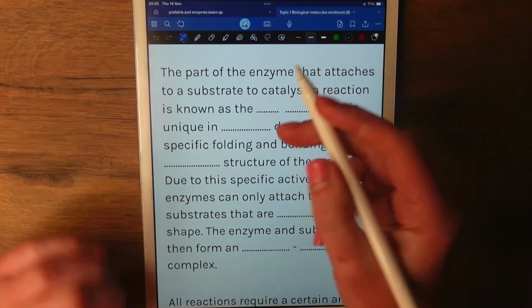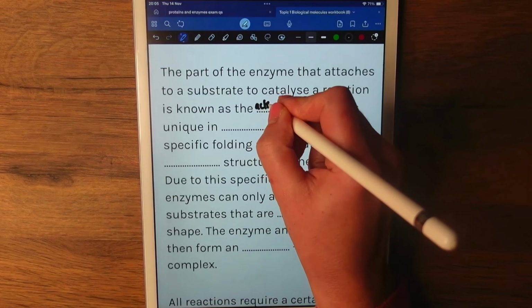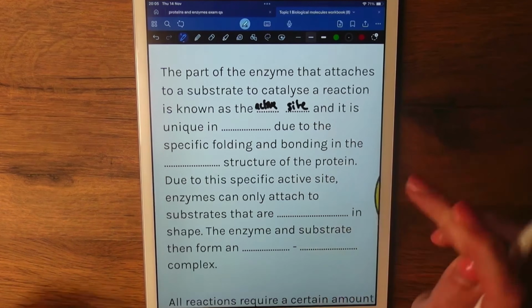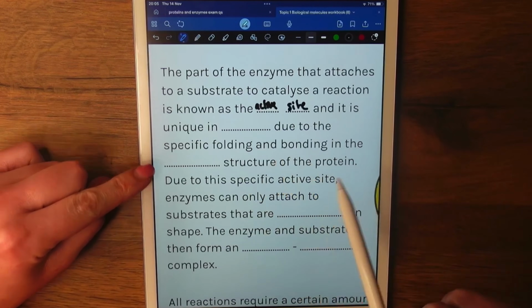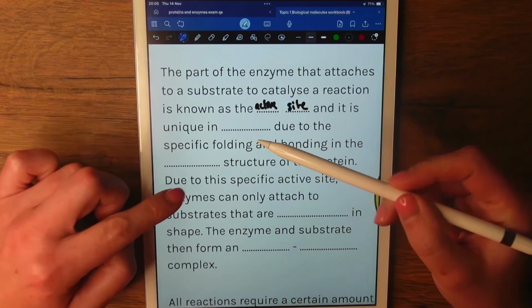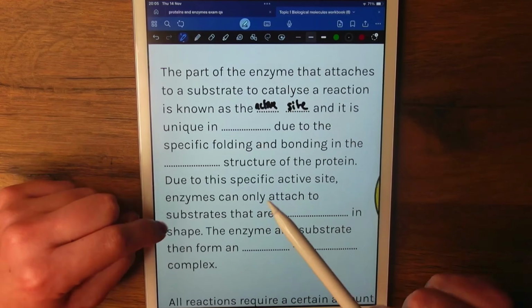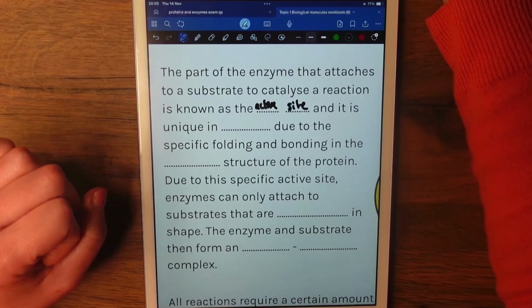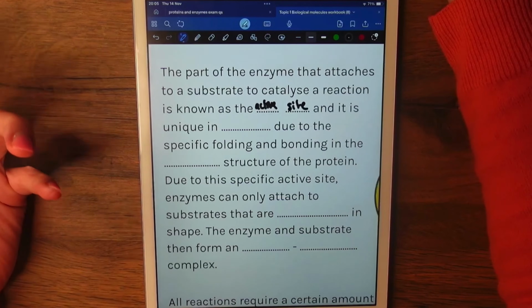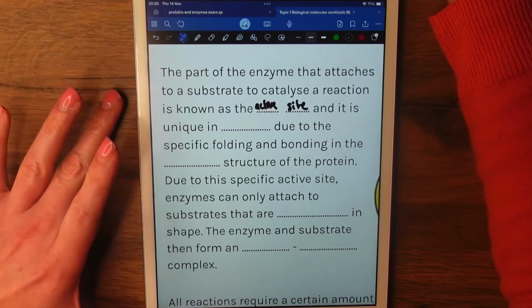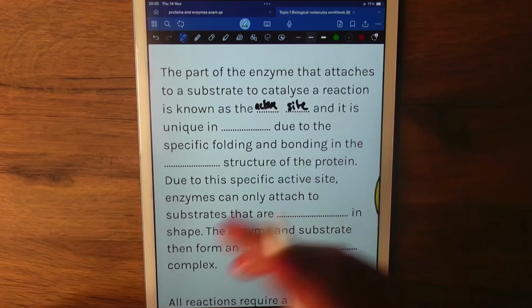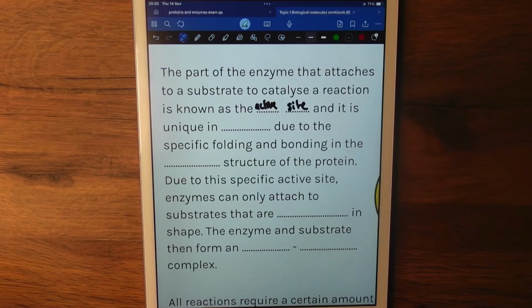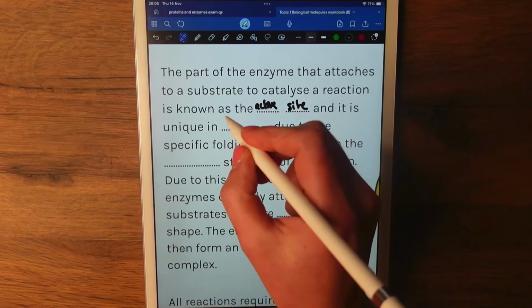Okay, so loads of you have correctly said active site. I can barely fit it in. There we go. And it's unique in something due to the specific folding and bonding in the something structure. Let's do both of those at the same time. So it's unique in something due to the something structure. What do we reckon? Oh, there we go. YouTube have got loads of answers. Sorry, YouTube, you are just getting the information a little bit later. I'm going to jump over to TikTok. Oh, yes, TikTok, amazing. Loads of correct answers coming in. So we've got unique in shape.